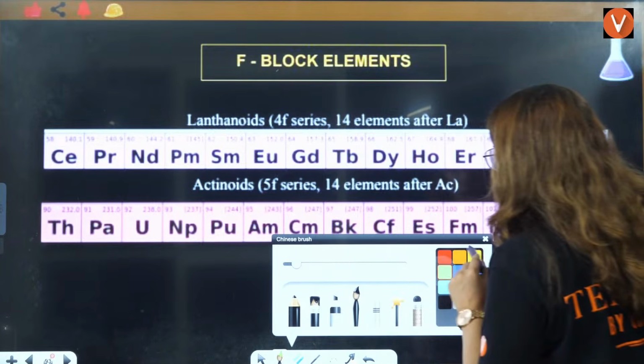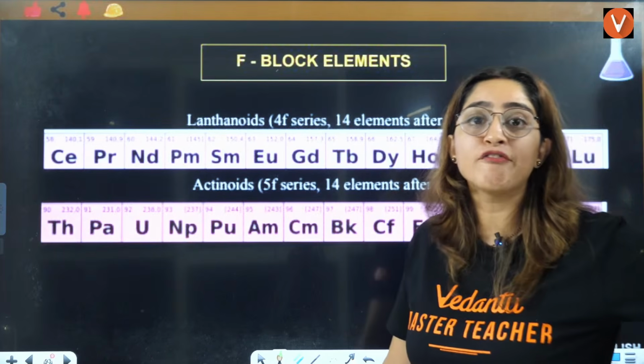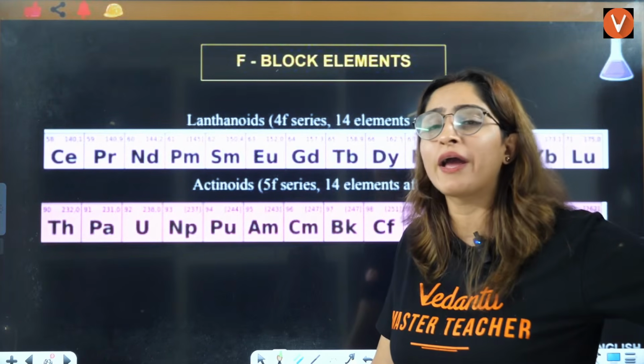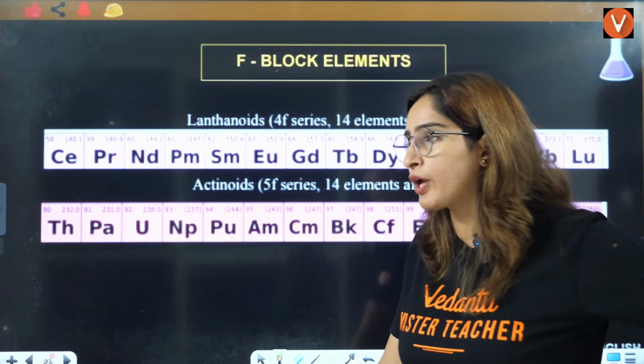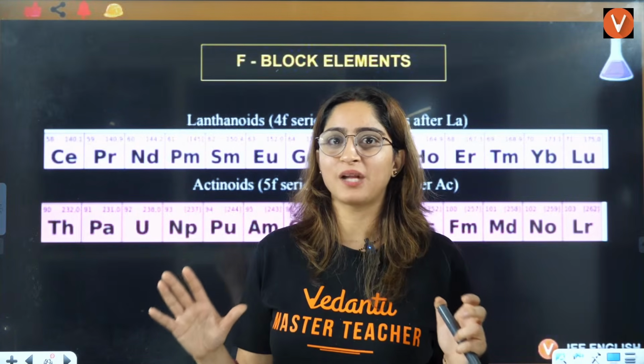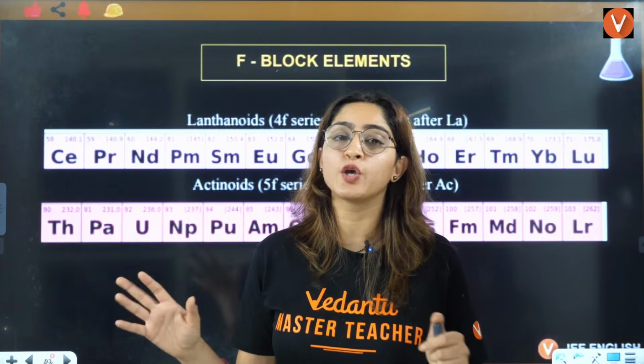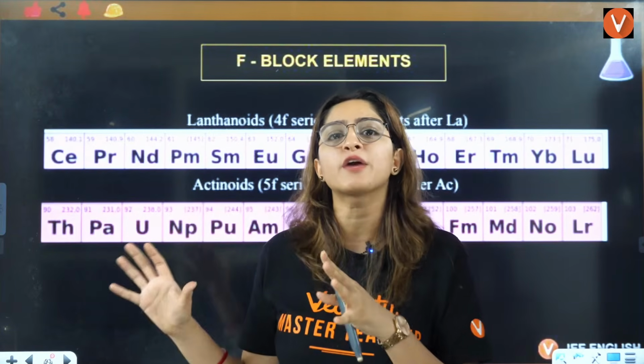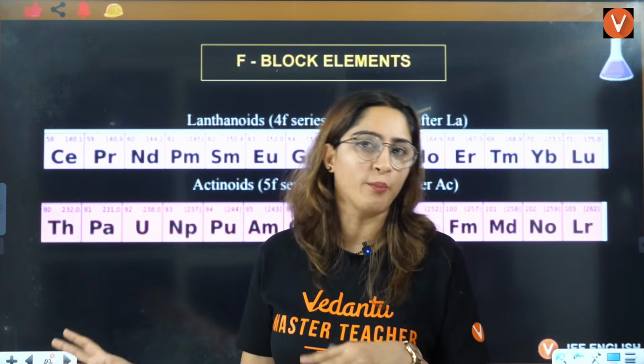We are in the last part, that is the F block elements, that is lanthanoids and actinoids. Now they have started asking questions from this part, but there are some specific parts that they ask questions from.